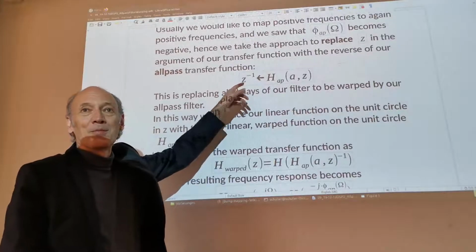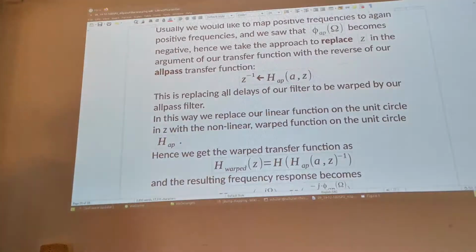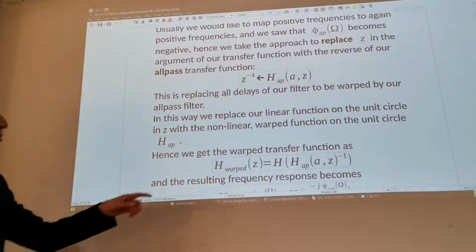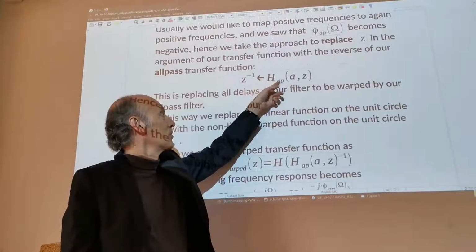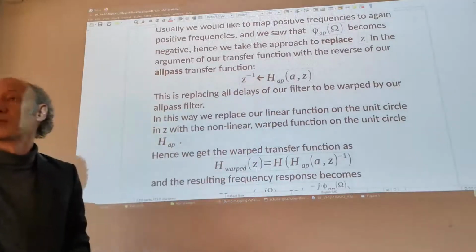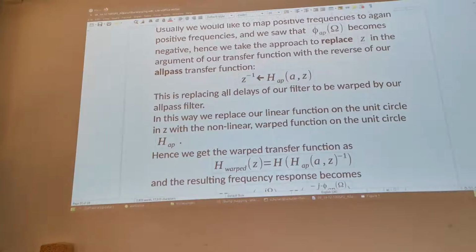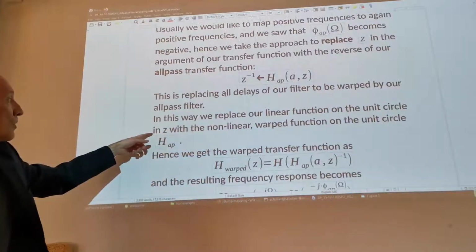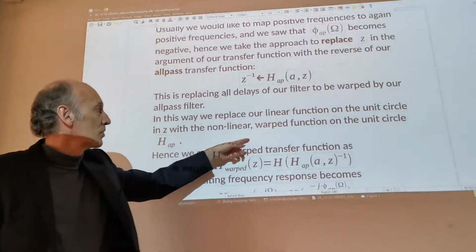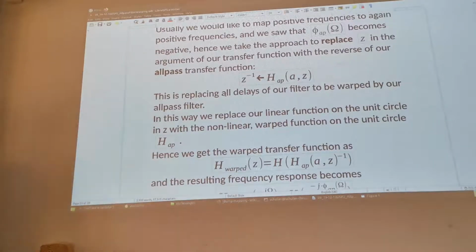When we have a filter, and this filter has a structure which contains delay elements, like an FIR filter, we have a delay chain, and then we have coefficients going away from this delay chain. So then we can replace each of those delays by an all-pass filter, right? Because of this substitution. And then the resulting filter is warped. In this way we replace our linear function on the unit circle in Z with a nonlinear warped function on the unit circle, H_AP.